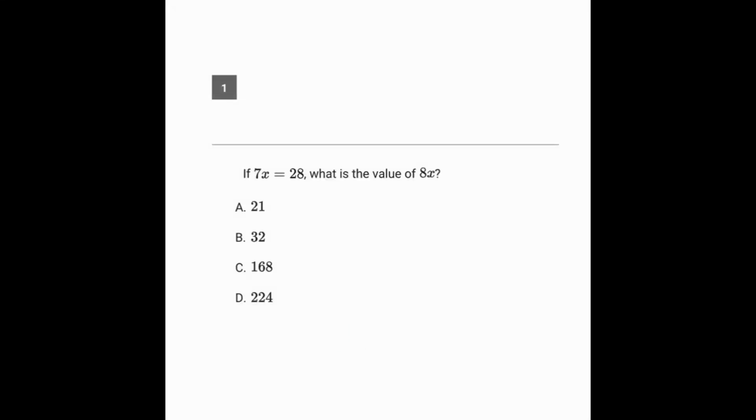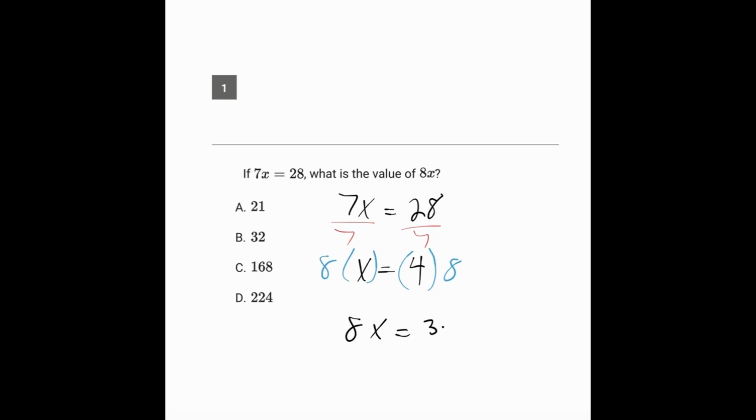Now going to question number 1 here. Here we're being given a simple equation, 7x is 28, and we can divide that out to find out what 1x is equal to, and it's equal to 4. So to get from there to 8x means we can just multiply by 8 on both sides of the equation, and now we've got 8x equals 32, which is answer choice B for number 1.